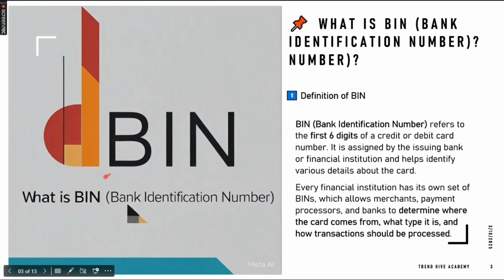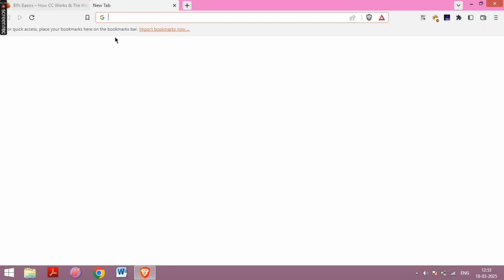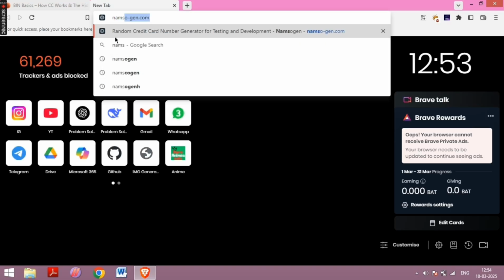So the first topic is about bin. What is bin? Bin stands for bank identification number. The definition is that the bank identification number refers to the first 6 digits of a credit or debit card number. It is assigned by the issuing bank or financial institution and helps identify various details about the card. Let's say there is a CC 414720. Let me explain from here. Let me also show you how to generate CC.